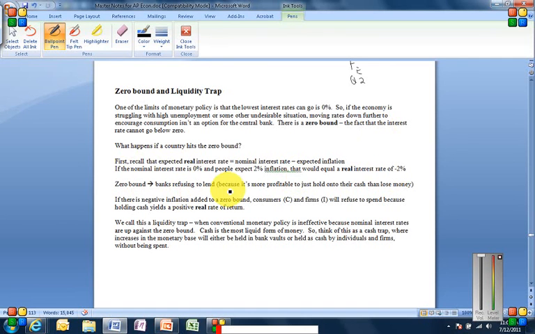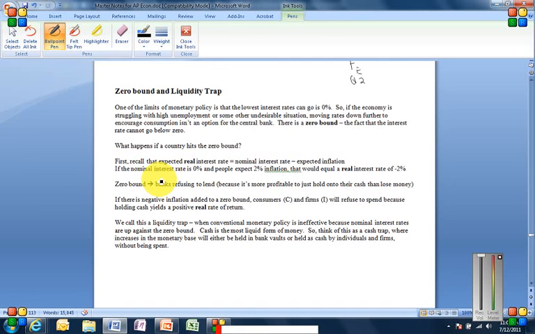And if there's negative inflation added to a zero bound, rather than this modest 2% inflation, some consumers, at least, and firms will refuse to spend because holding cash yields a positive real rate of return. This is a very similar concept. So we call this situation a liquidity trap. We're trapped in a very liquid situation, when conventional monetary policy is ineffective because nominal interest rates are up against the bound. And cash being the most liquid form of money, this is hopefully one way you can think of the liquidity trap.